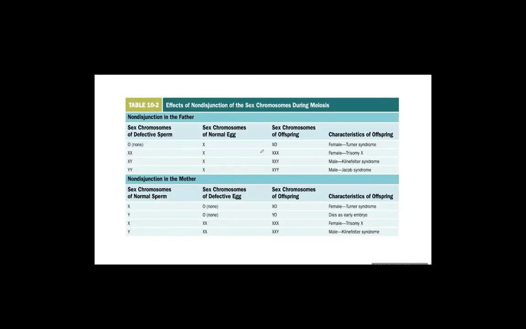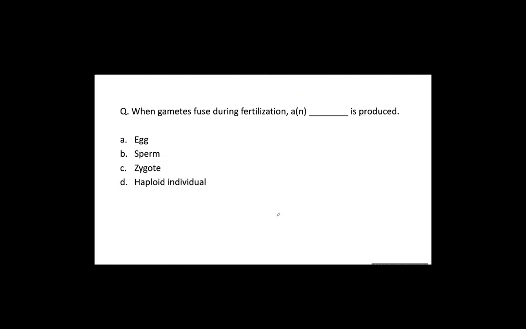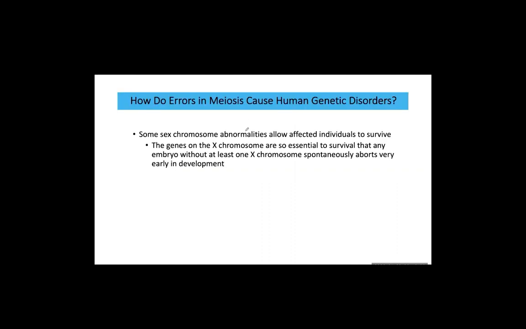This is an example in the case of a human. Once non-disjunction occurs on the sex chromosome during meiosis, what kind of disorder can a human have? We will see the figure. When gametes fuse during fertilization, a zygote is formed. Now you should be more familiar with the words zygote and fertilization.